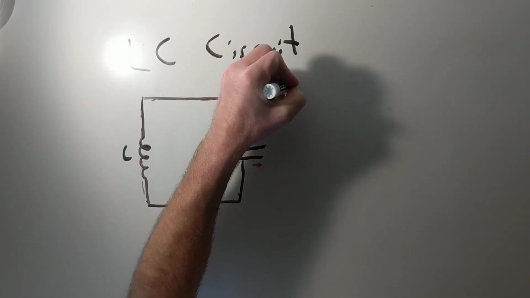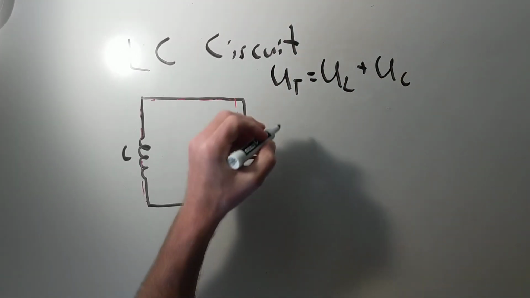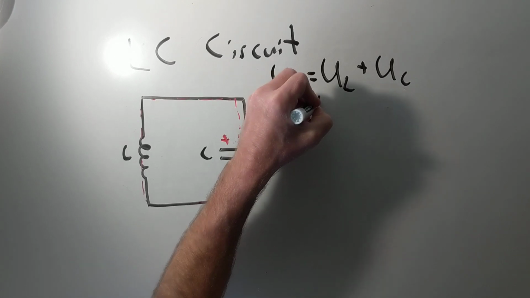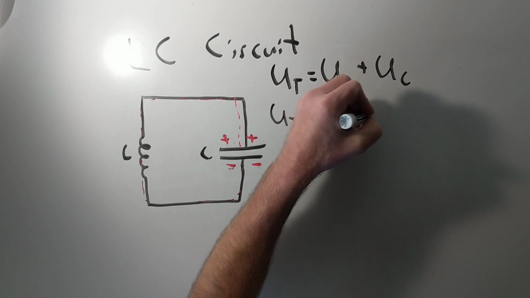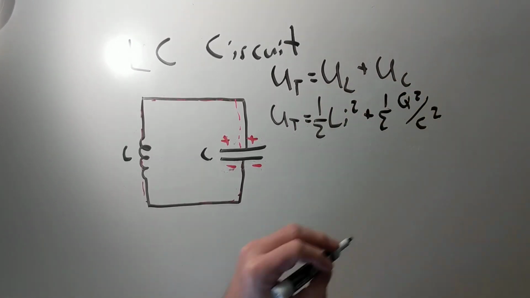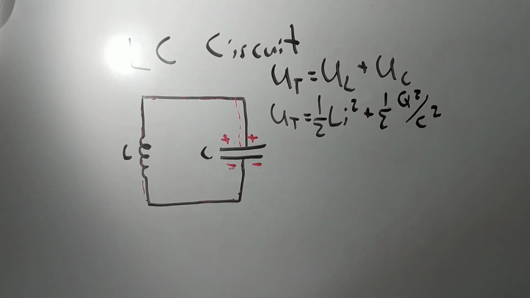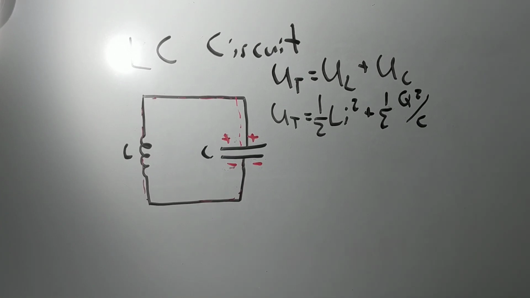The total energy will be the energy in the inductance coil plus the energy in the capacitor. Well, the energy in the inductance coil is 1/2 Li squared at any time, and the energy in the capacitor is 1/2 Q squared over C. And this is the energy. There might be some energy in the inductance coil, there might be some energy in the capacitor. And so let's see if we can show that oscillating behavior.